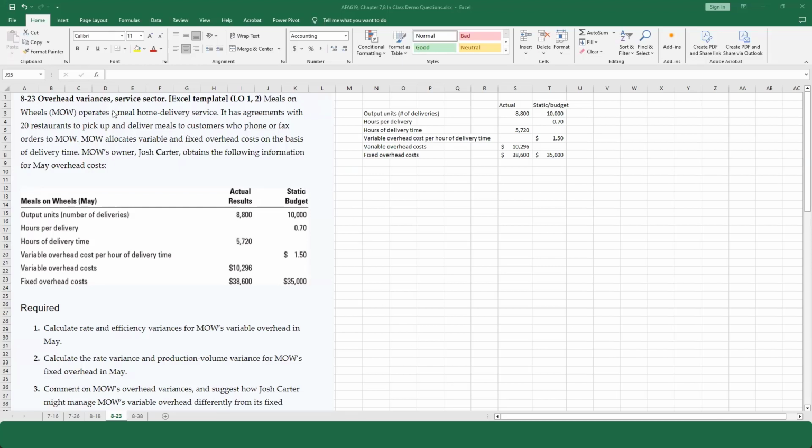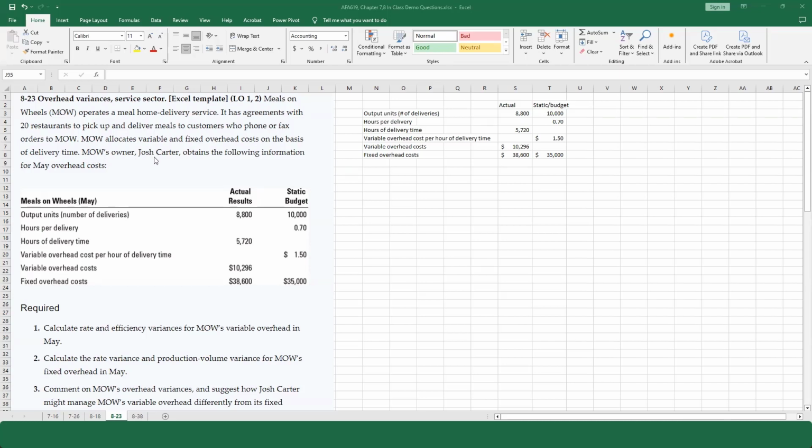All right, so we've got here Meals on Wheels, MOW, which operates a home meal delivery service. It has agreements with 20 restaurants to pick up and deliver meals to customers who phone or fax orders to MOW. They really have to update that. MOW allocates variable and fixed overhead costs on the basis of delivery time. So we now know that their cost driver is delivery time.